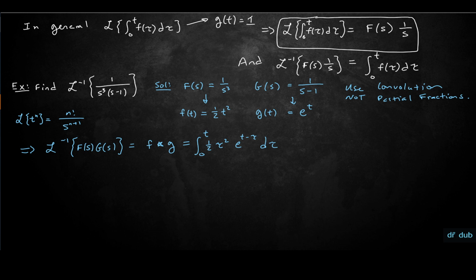All right, so what can we do here? We can pull the 1/2 out of the integral. We can pull e to the t out of the integral. And so this becomes 1/2 e to the t times the integral from 0 to t of tau squared e to the negative tau d tau. And how do we integrate this? Somebody help me out. How do we integrate tau squared e to the negative tau?